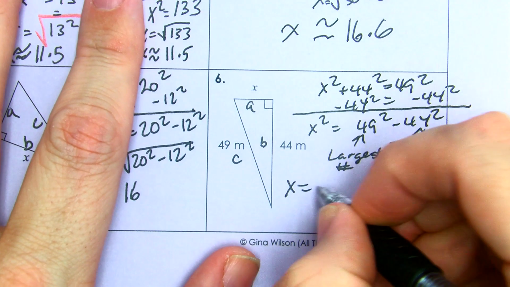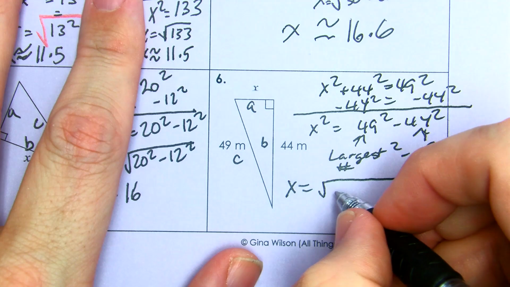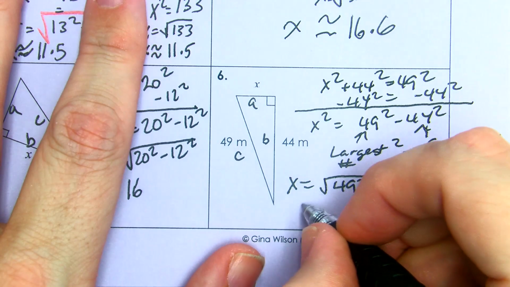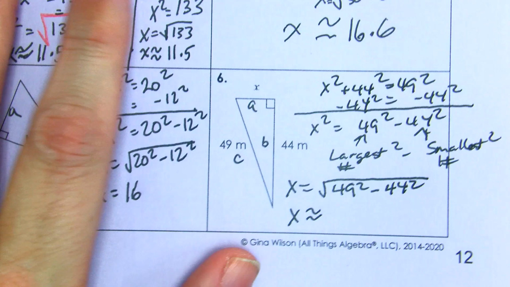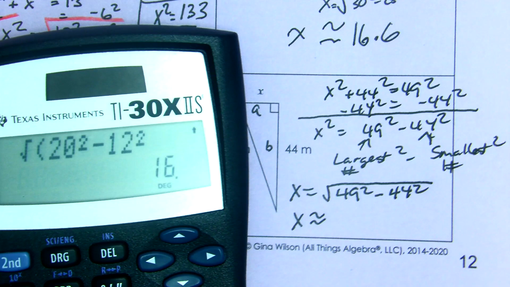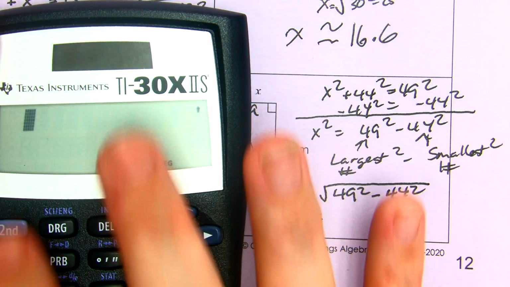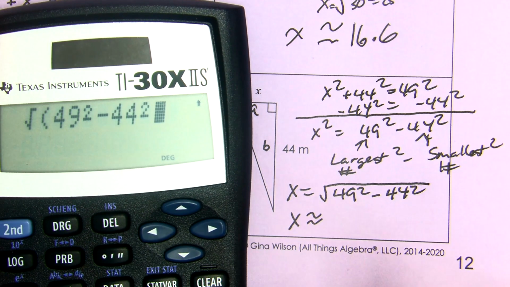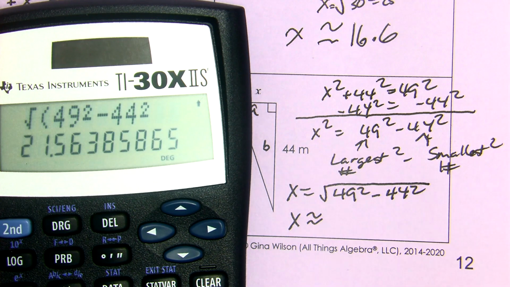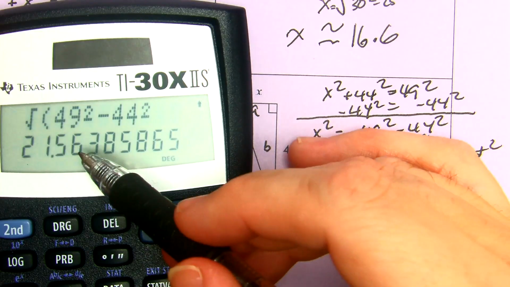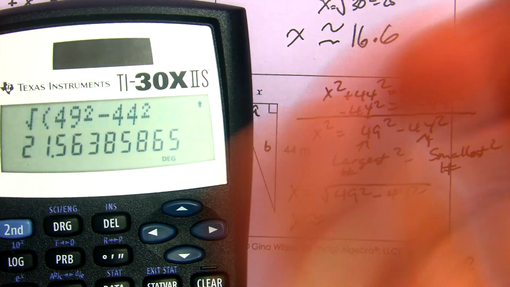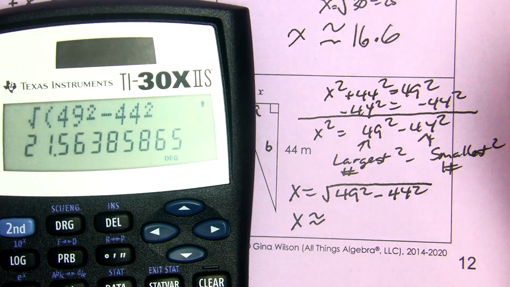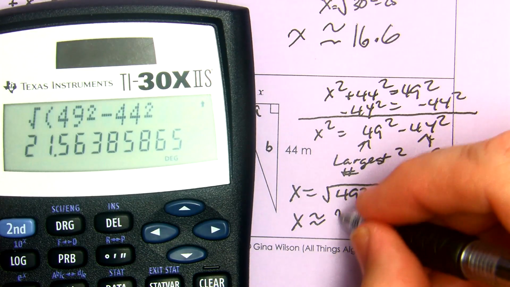So I know x is going to be equal to the square root of 49 squared minus 44 squared. So x, I know this is going to end up being an approximate again. So clear it out. Let's do 49 squared minus 44 squared. 21.56. 5 or 6 is greater than 5, so I have to... So not that 5, but when you're rounding, if you're 5 or above, you have to round the next number up. So that's 21.6.